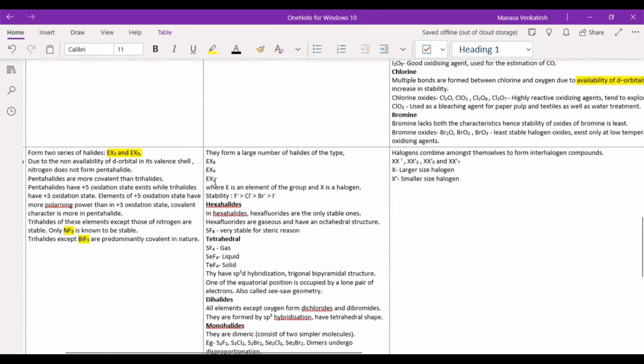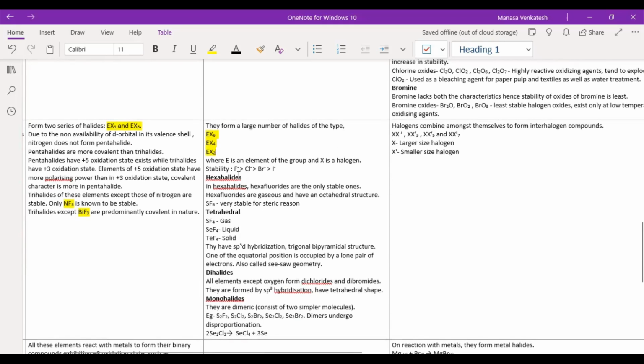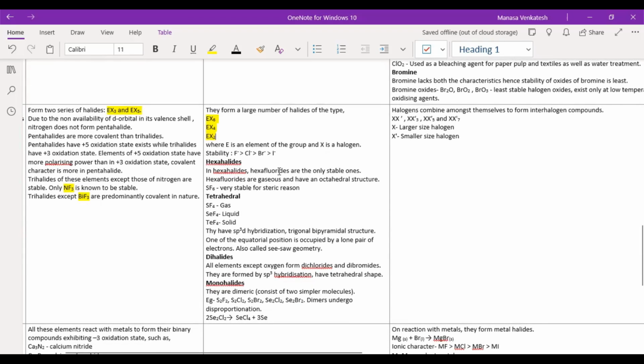Next, you have the oxygen family. They can form EX6, EX4, as well as EX2. Now, stability is obviously highest for fluorine and least for iodine, and this is obviously because of the size of the respective ions. Now, in the case of hexahalides, the hexafluorides alone are stable because fluoride is a small sized ion, and because of that, it's quite stable, and it has an octahedral structure.